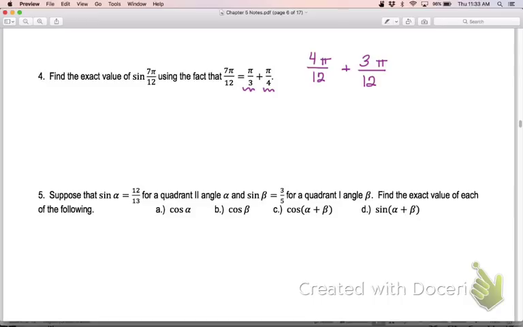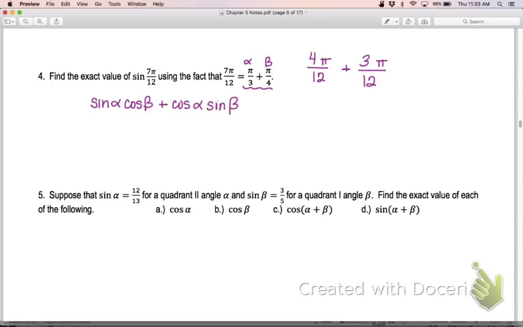So it just kind of depends on what you're given, how you're going to set this up, okay? So if we want sine of 7 pi twelfths, and we're going to split this apart in this way, that makes this a sum. So pi thirds is my alpha, pi fourths is my beta, and the formula here is going to be sine alpha cosine beta plus cosine. Now I have to switch. I already used the sine for alpha. So now I have the cosine of alpha times the sine of beta.